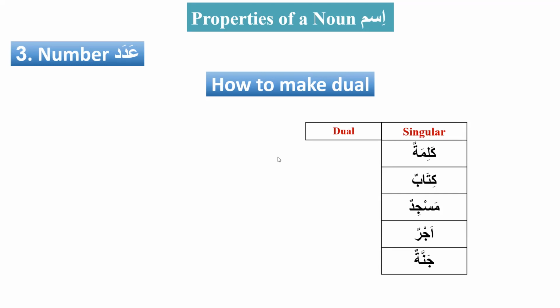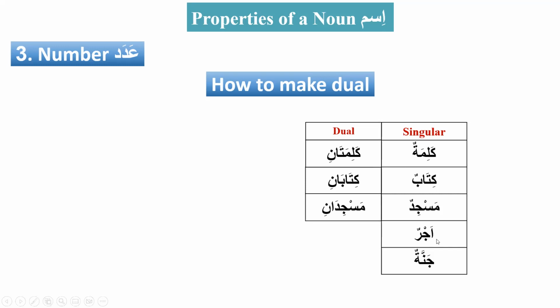Kalimatun, this is a singular word. Can you give me the dual of this? Kalimatani. How about kitabun? Kitabatani. Are you sure? Kitabani. Yeah, there is no ta marbuta at the end, the round ta. So kitabani. So masjidun, it's masjidani, or masjidaini if it is nasab or jar. Very good.